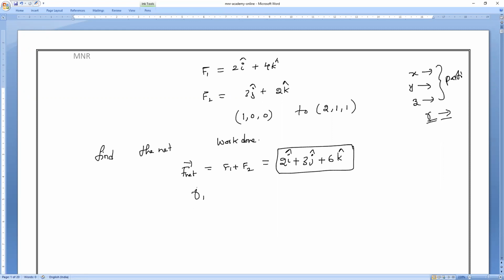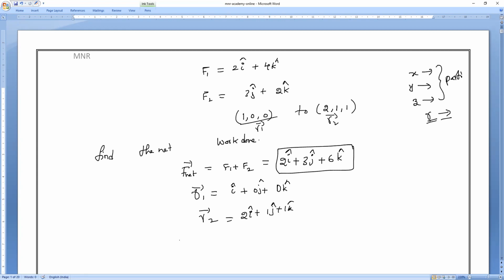So now what is the R vector? Check it, everybody. Two points are there. This is R1 and this is R2. R1 is equal to how much? 1i cap plus 0j cap plus 0k cap. Am I right, everybody? Clear? Same way, R2 is equal to how much, based upon the point? R2 is equal to 2i cap plus 1j cap plus 1k cap.